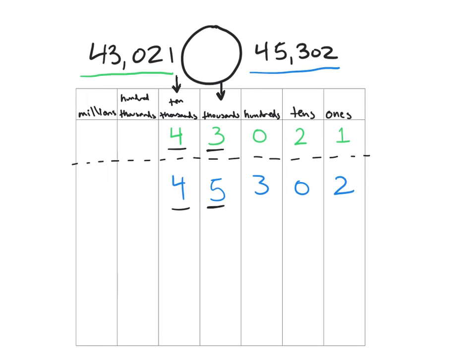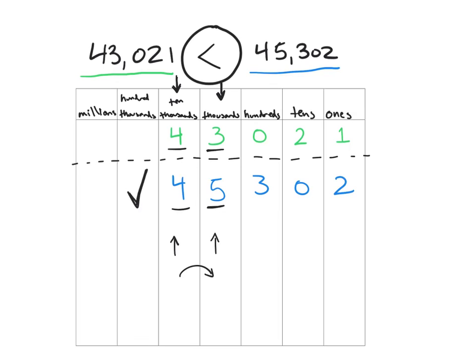So since they were both equal in the 10,000s, and the bottom number has more thousands than the top number, I know that the bottom number is in fact larger. And so on my number sentence up above, I would write 43,021 is less than 45,302. And so you saw the strategy I was using there of starting at the highest place value and comparing, and then moving on if they're the same. So if it's the same, you move on to the next highest place value.